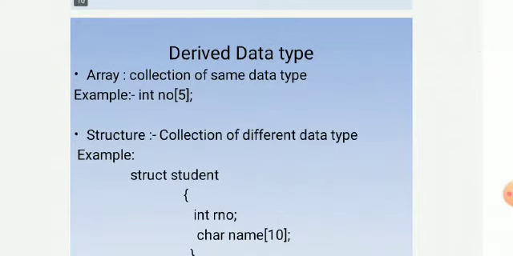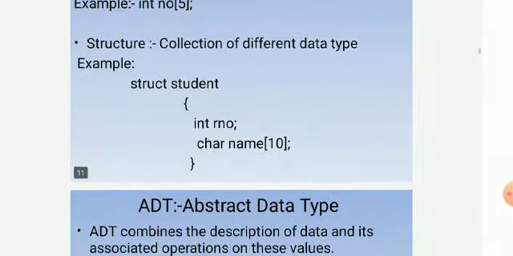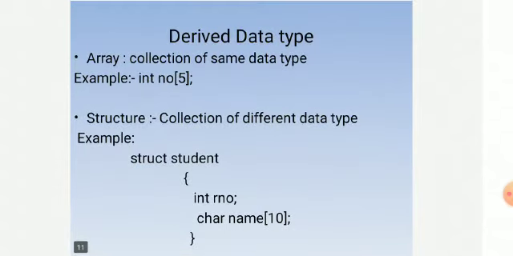Second type is our derived data type. Derived data type consists of what? Array, structure, union, pointer. Now you already know array. Array is a collection of the same data type. How do we declare the array? Data type, array name, square bracket, and we write the array size. Suppose for example, int number[5].